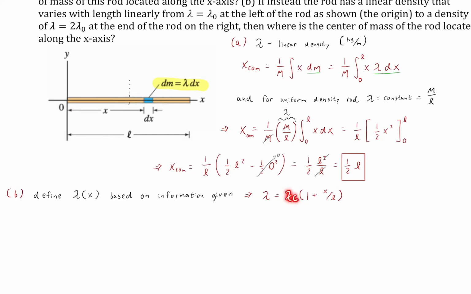Lambda naught is just that placeholder. It's the initial density at the origin. And think how this function works. If I plug in x equals 0, then this whole term over here goes to 0, and I get that lambda just equals lambda naught. That's exactly what it should be, because at the origin, the density is just lambda naught. If I plug in x equals L, then I would get L over L here, which is 1, and then I'd have 1 plus 1, which is 2, so lambda equals 2 lambda naught at the far end, when x equals L.